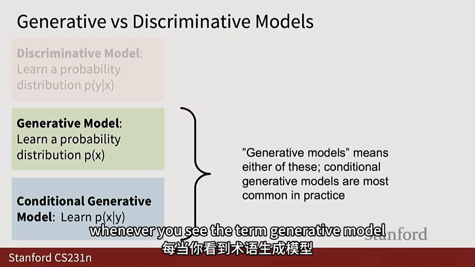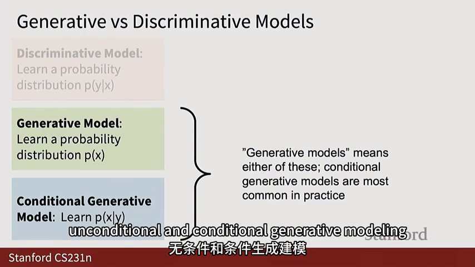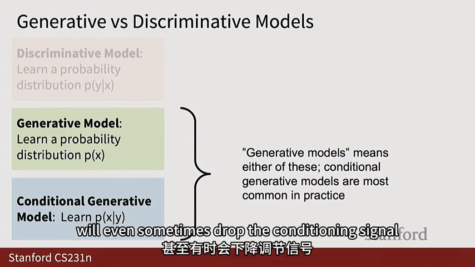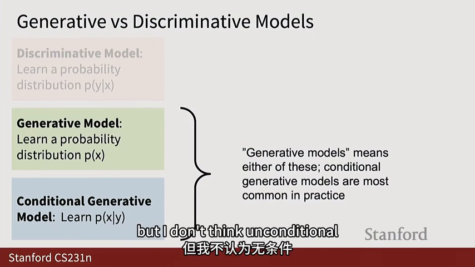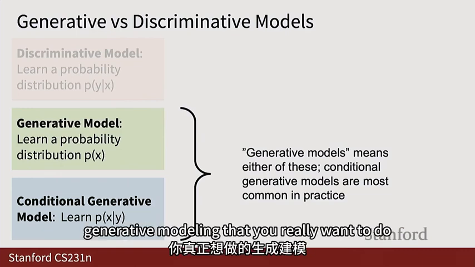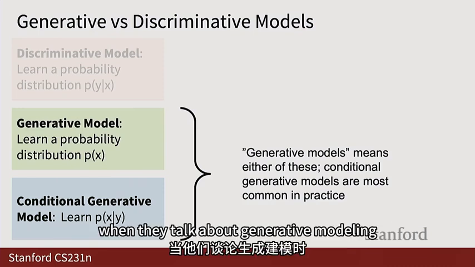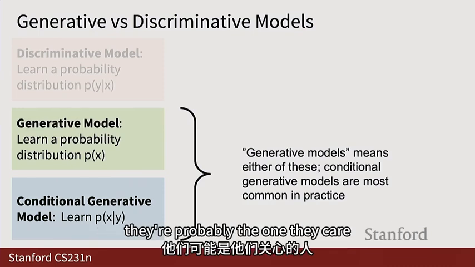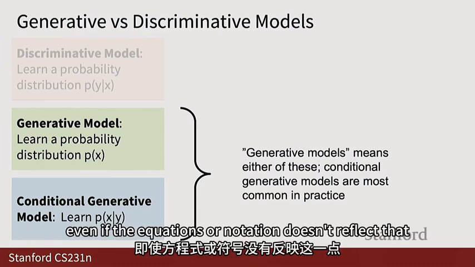Although somewhat confusingly in the literature, whenever you see the term generative model, they mush together unconditional and conditional generative modeling. A lot of the papers that you read will even sometimes drop the conditioning signal Y because it makes the equations look cleaner. But I don't think unconditional generative modeling is super useful. It's almost always conditional generative modeling that you really want to do in most cases. So just be aware that if you read papers, see equations, or hear people talk, when they talk about generative modeling, the ones they probably care about training are these conditional generative models, even if the equations or notation don't reflect that.